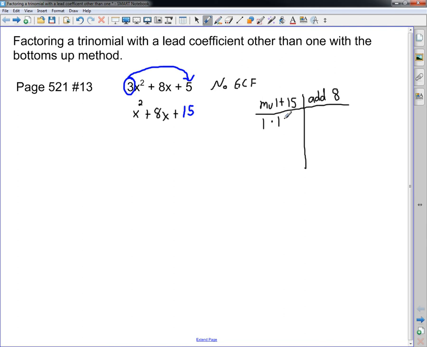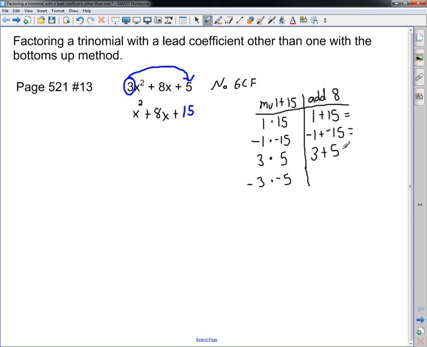1 times 15. Negative 1 times negative 15. 3 times 5. Negative 3 times negative 5. What we're looking for is only one of these combinations will also add to give us 8. So let's write down our possibilities and see which one works for us.